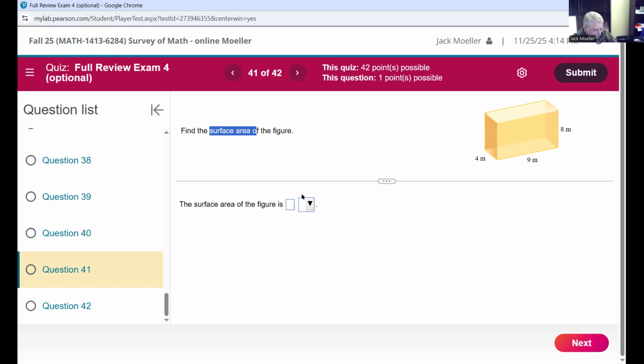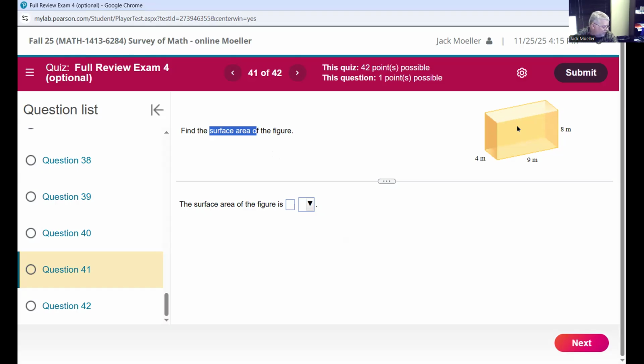So, make sure you're reading the question. So how do you find the surface area of a box? Well, a box has 6 sides. It has the top and the bottom, the left and the right, and then the front and the back. Okay, so how do you find the surface area of that? Well, if you look on your formula sheet, surface area of a rectangular box is 2 times length times width, plus 2 times length times height, plus 2 times height times width.